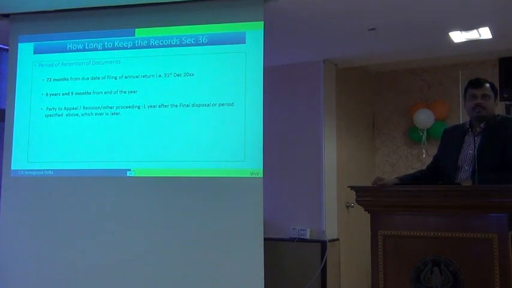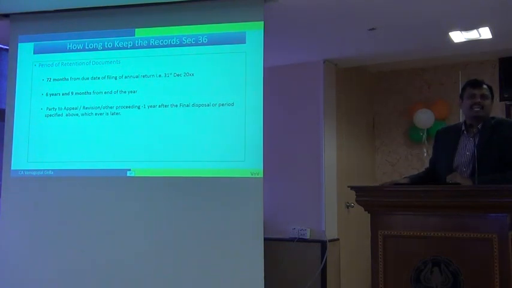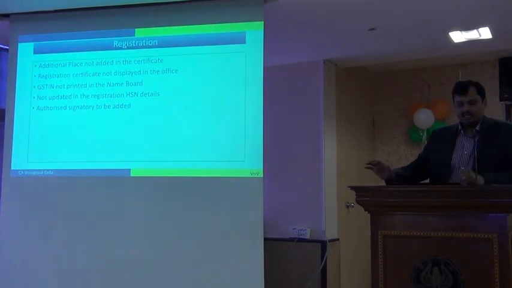How long do we have to keep them? Very simple, 72 months, 6 years. From when? From the end of the due date of filing the annual return, which is 31st December. But if there is any appeal or any proceedings going on, then you should keep them for an additional 1 year from the date of the order of proceedings. Let's look at other non-compliance.